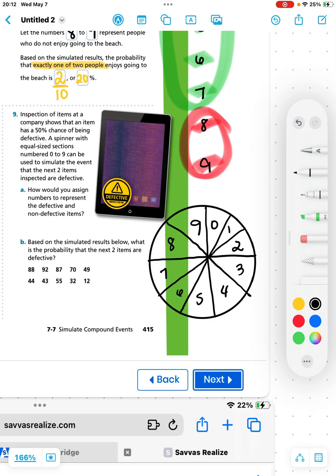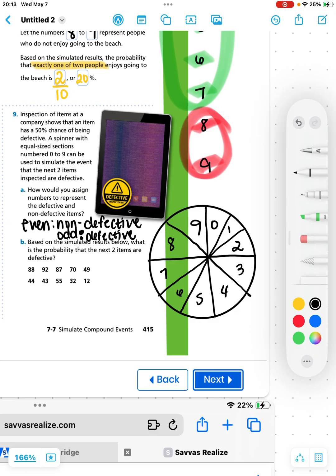How would you assign the numbers to represent the defective and the non-defective items? To be completely honest, I would give every other one. I would do even. I like even numbers, so let's do that one as the non-defective, whereas the odd numbers are the defective ones.